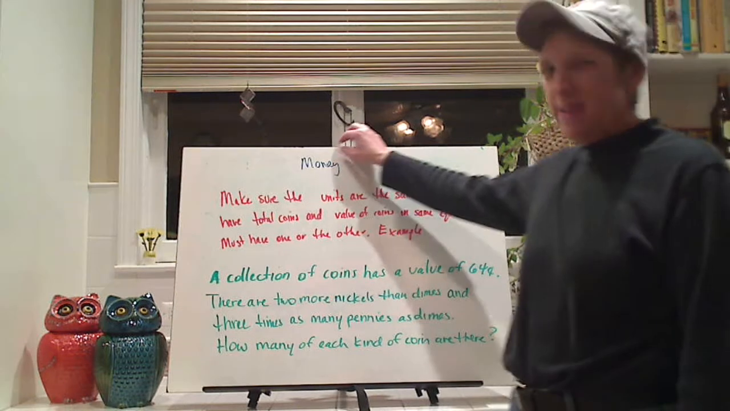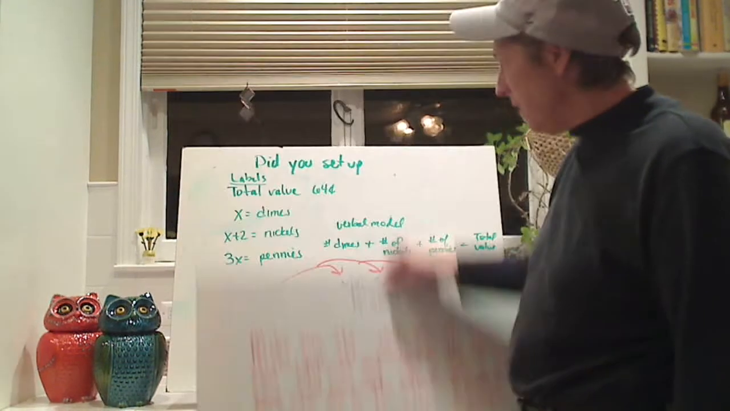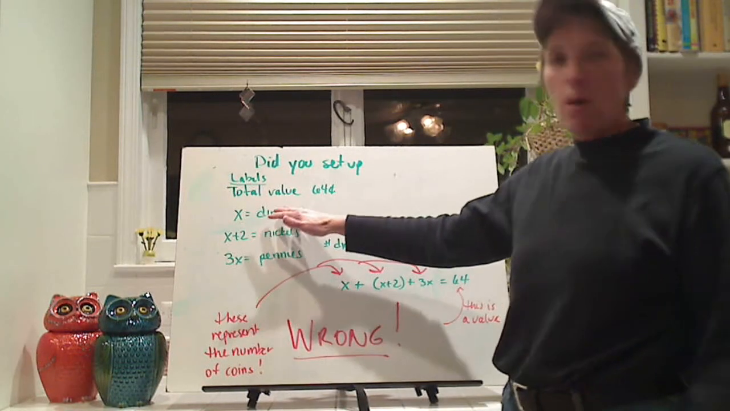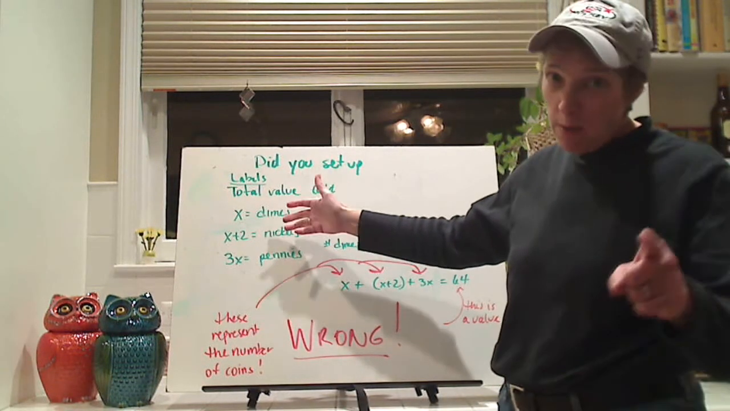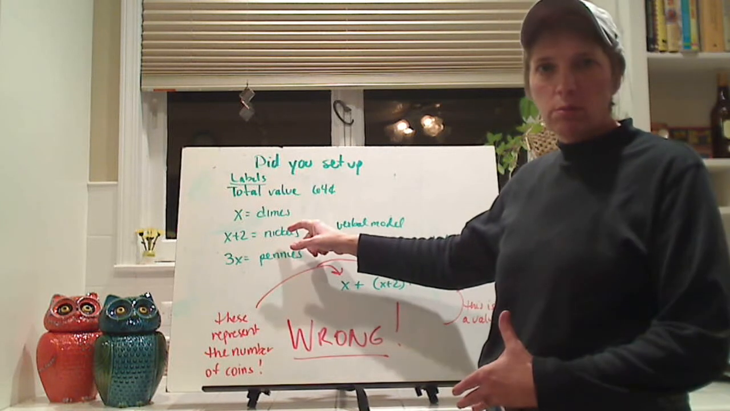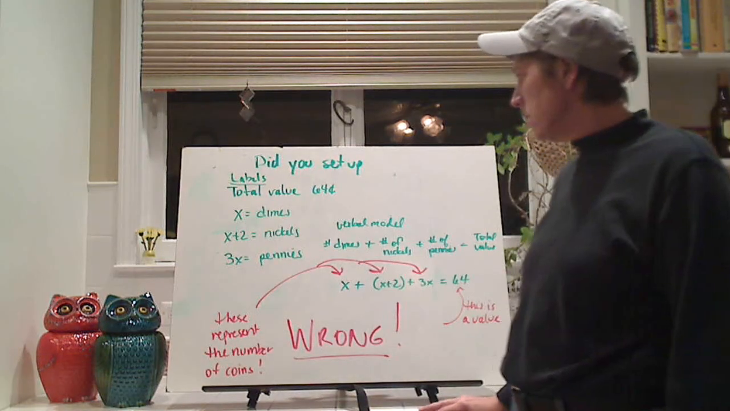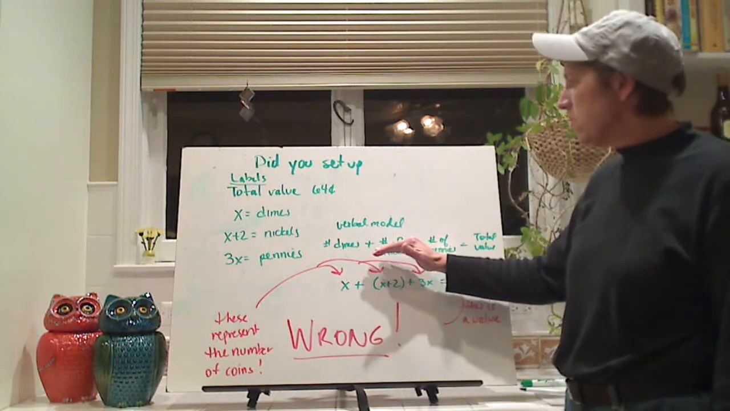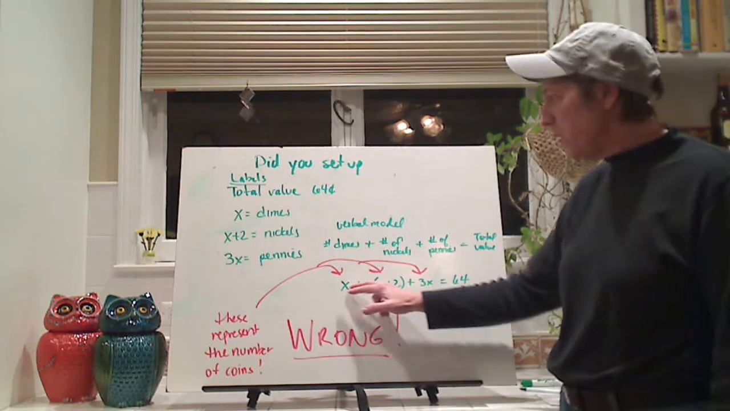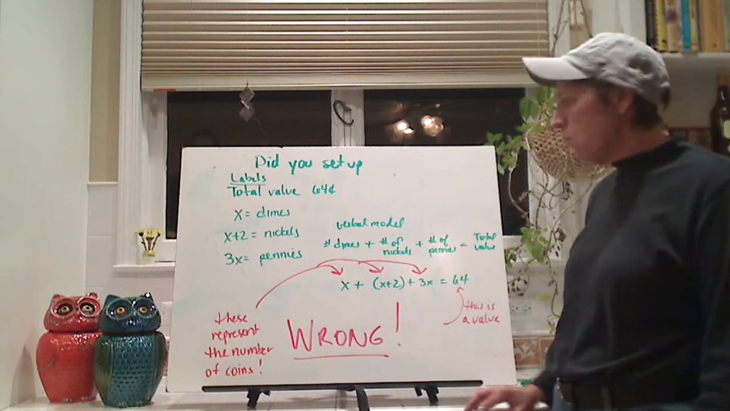I hope you did well. I hope you caught my little thing. Did you set up that x equals the number of dimes? I didn't put number, but you'd have to write number of dimes. x plus 2 is the number of nickels, because it's 2 more. And 3 times as many pennies, so 3x is the number of pennies. Did you have number of dimes plus number of nickels plus number of pennies equals the total value, which would be x plus the quantity x plus 2 plus 3x equals 64?